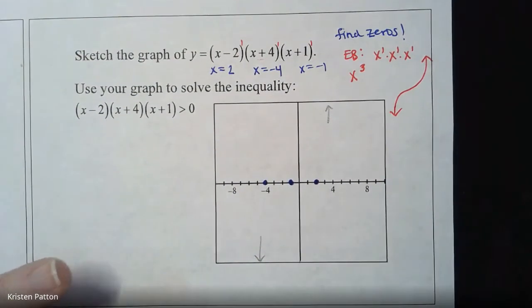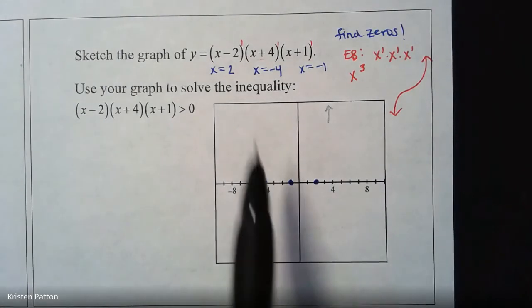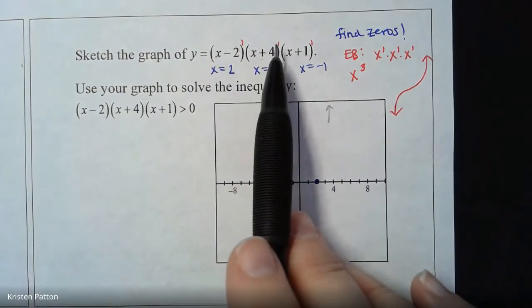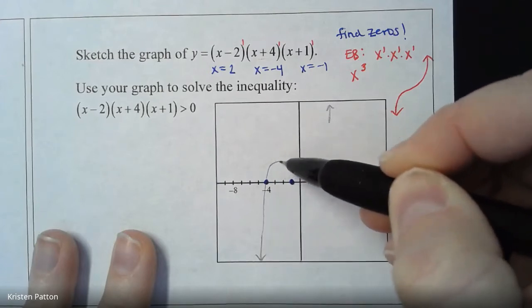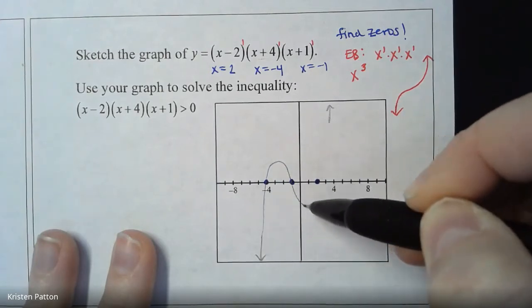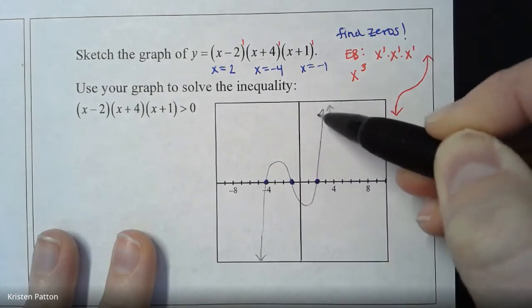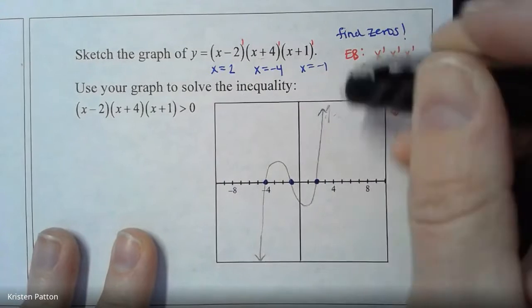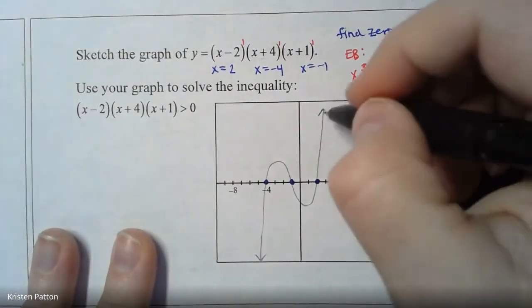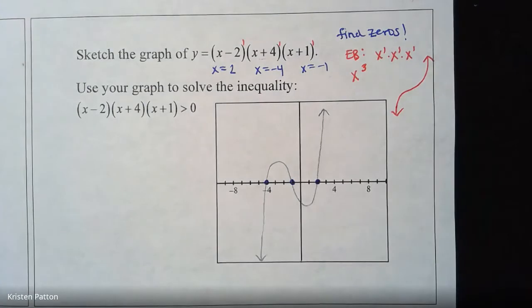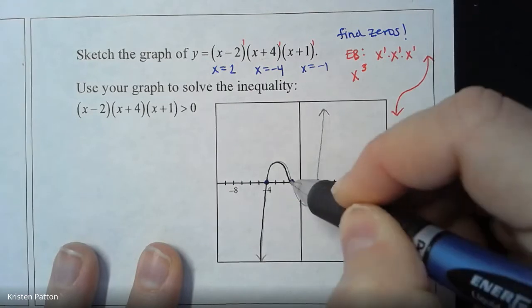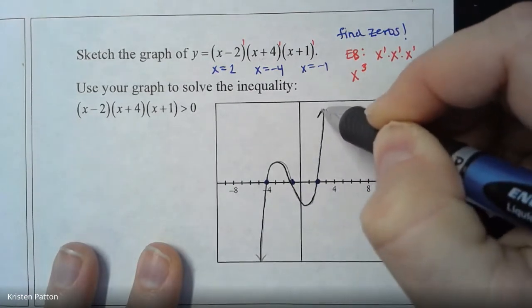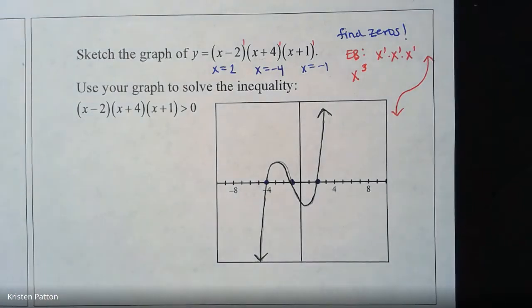I switched to a pencil so that if I needed to erase, I could. None of these factors have any higher power, so we know we're going to pass straight through. So starting down here, I'm going to pass through negative 4. I'm going to turn around and pass through negative 1. And I'm going to turn around and pass through positive 2. And I missed that second arrow, which I typically do, and that's okay. And if you need to, or if you want to, you can go back over in a pen and smooth it out, or just smooth it out with your pencil, right? There's our graph. We didn't need a calculator for that.